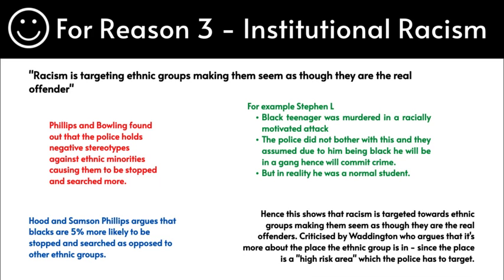Remember, if you do not want to use Waddington, you can also do a positive criticism, because this is a very important topic where we can actually draw out positive criticisms. For example, we can say here that it wasn't just theoretical research, but empirical. Hence why we have the statistics on the left-hand side about how blacks are 5% more likely to be stopped and searched as opposed to other ethnic minority groups. Hopefully this is clear, and hopefully you can use this as one of your reasons within your answer.